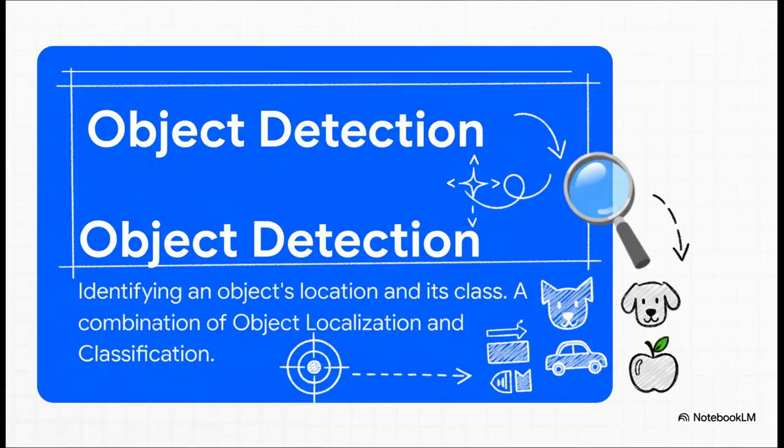So if we're going to get technical for a second, this is the formal definition. Object detection isn't just one thing. It's actually two jobs happening at the exact same time. First, you have to find the object. We call that localization. And then once you've found it, you have to name it. And that's the classification part we already talked about.